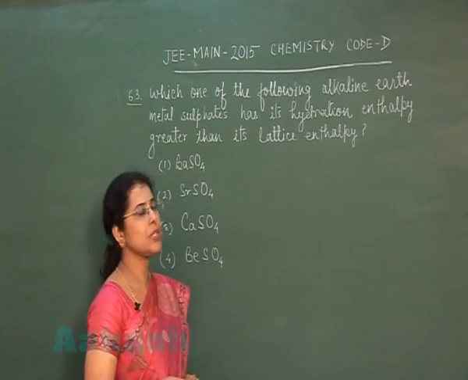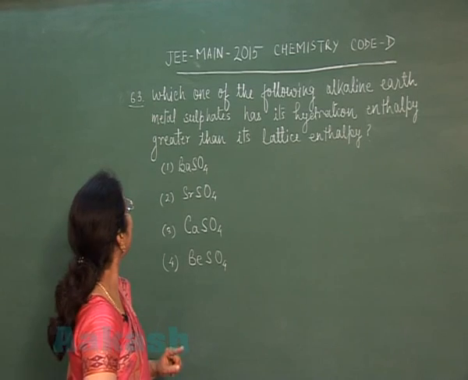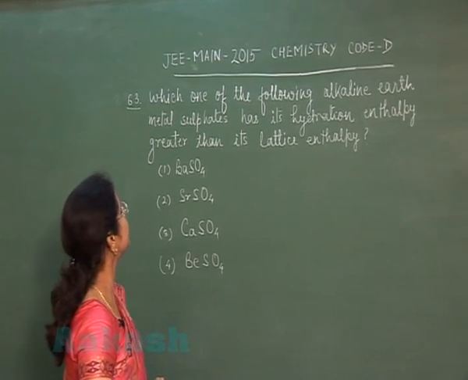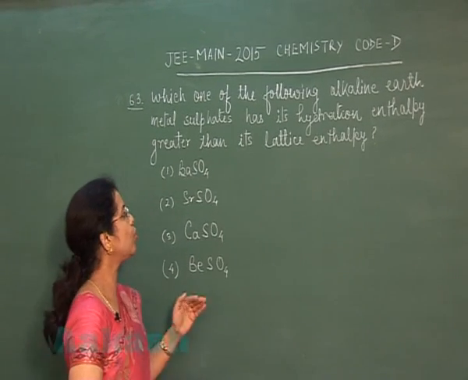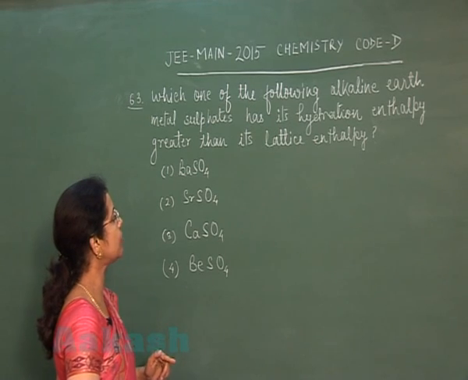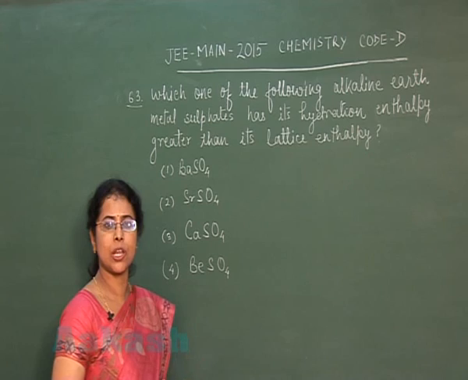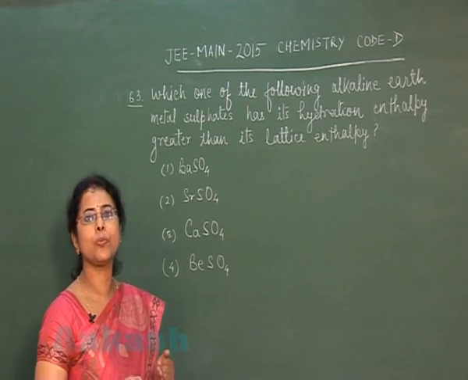So the next question is question number 63. Which one of the following alkaline earth metal sulfates has its hydration enthalpy greater than its lattice enthalpy? Four options given are barium sulfate, strontium sulfate, calcium sulfate and beryllium sulfate. All these four options are options of second group metal.